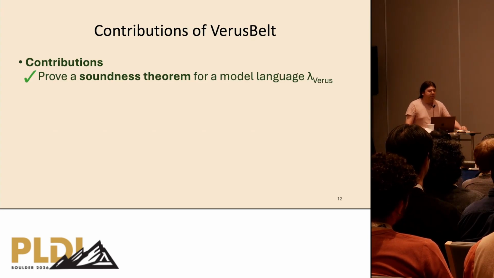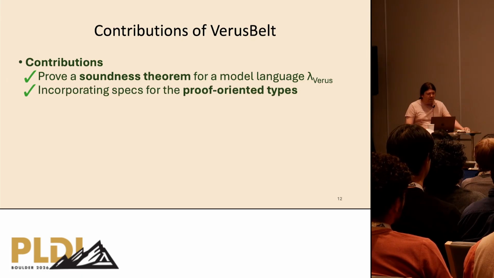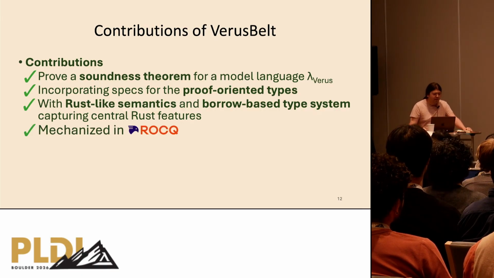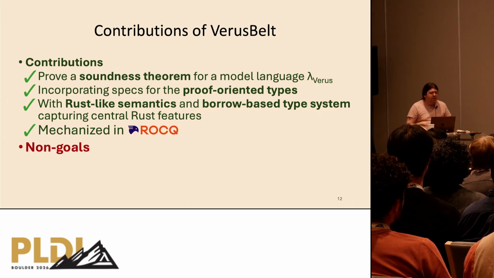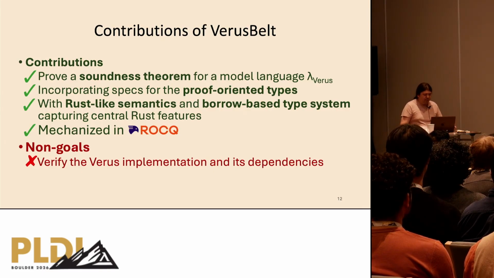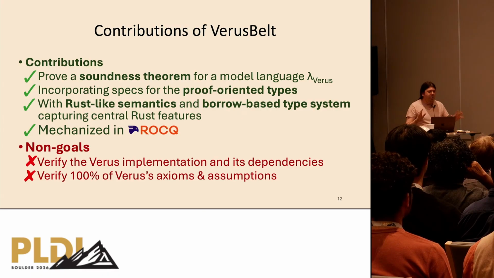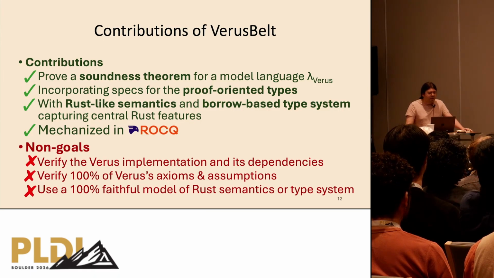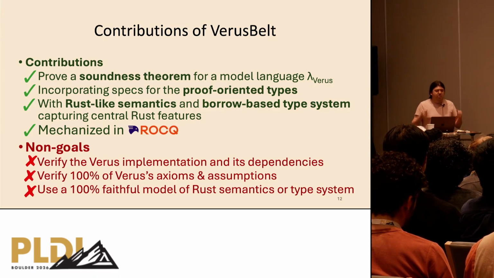What we do is we prove a soundness theorem for a model language, lambda Verus, that incorporates specifications for these proof-oriented types and has a Rust-like semantics and borrow-based type system that captures the central Rust features. And it's all mechanized in Rocq. Just to clarify what we're not doing, we're not going to be verifying the Verus implementation itself or any of its dependencies. We're not going to verify 100% of Verus's axioms and assumptions or use a 100% faithful model of Rust semantics or type system. So we're especially just going to get the essence of the proof-oriented types and Rust type system.